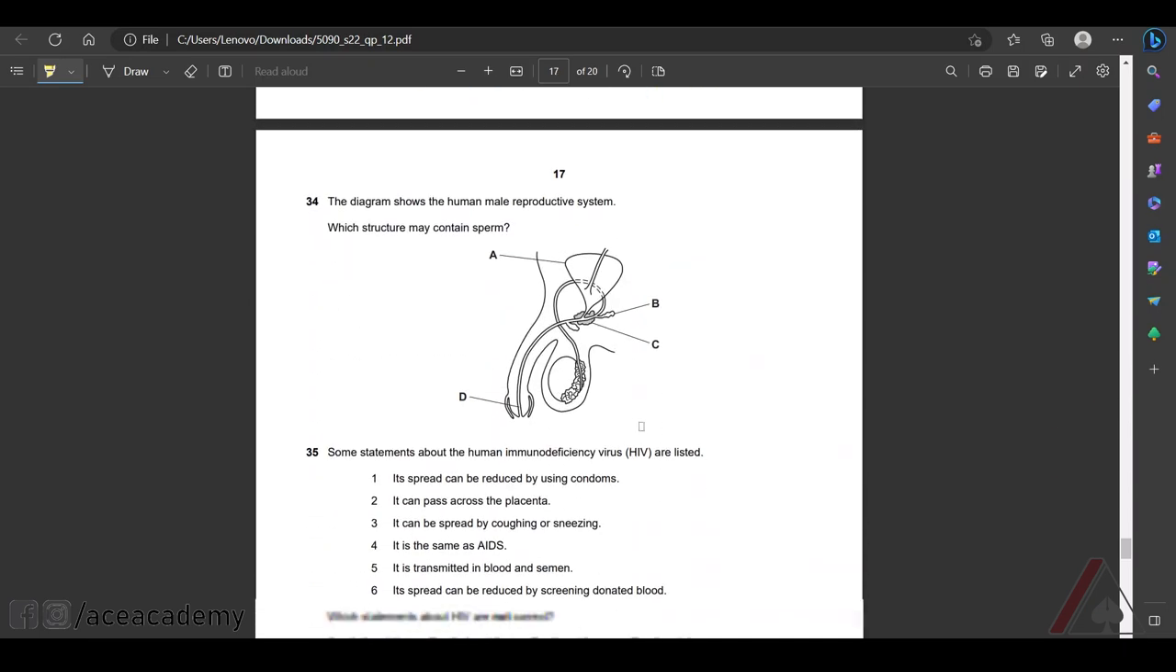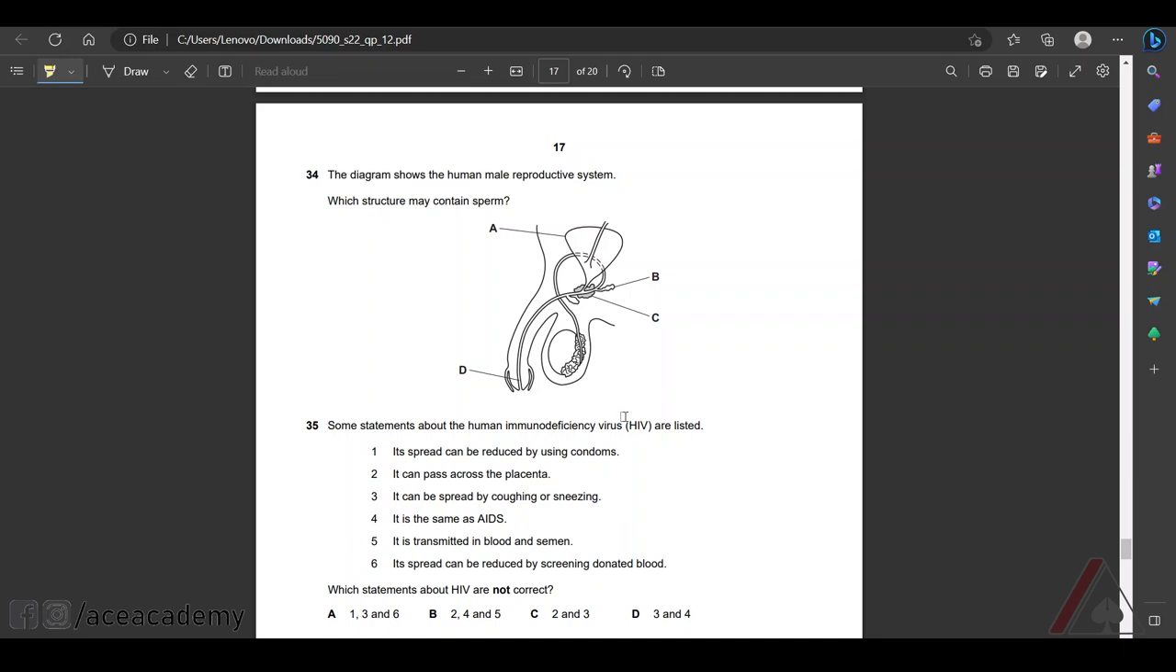Moving on to number 34. The diagram shows the human male reproductive system. Which structure may contain sperm? Now, structure A. This is the urinary bladder. This isn't even really part of the human reproductive system. It contains urine and it never really contains sperm. So A is wrong.